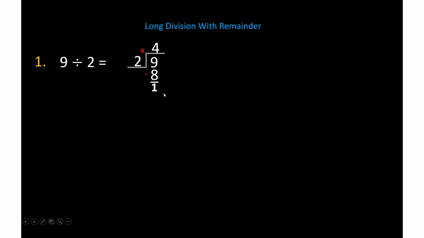So we write our answer from the whole number to the remainder. So 9 divided by 2 is 4, remainder 1. So our answer is 4, remainder 1.